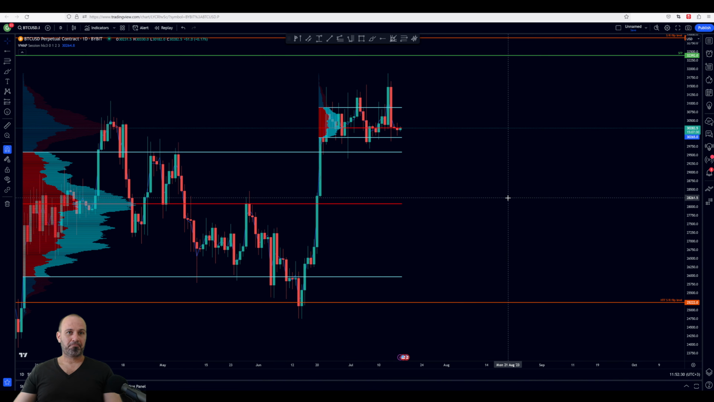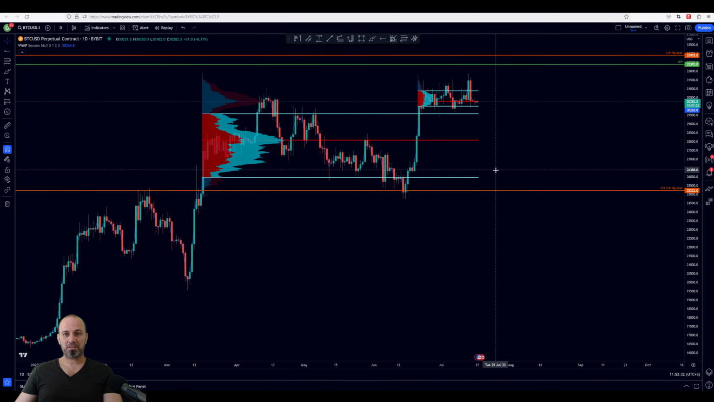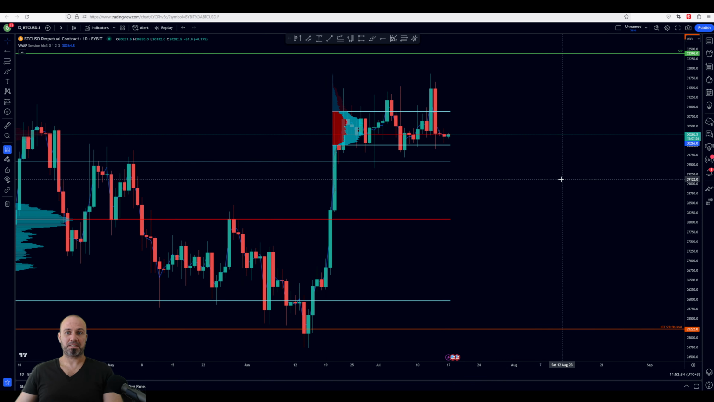Okay. Yeah, let's see how this price action will develop. We do have a range. Let's see how this range will develop. The point of control right now is resistance. The value area low is support. Let's see which one will break first.